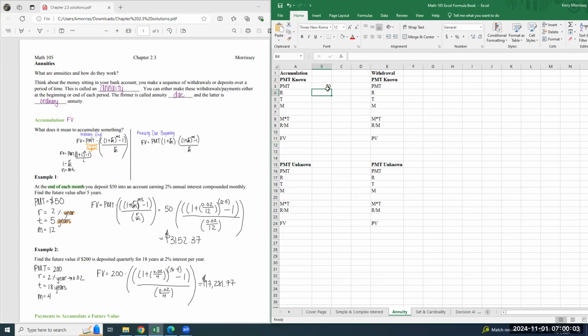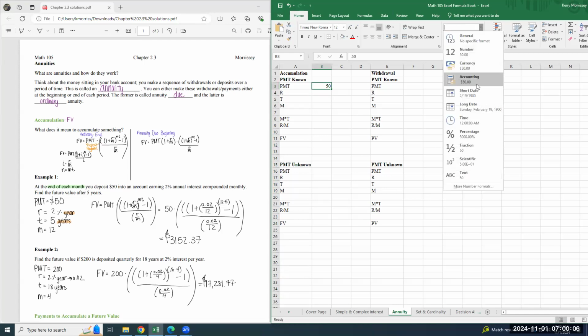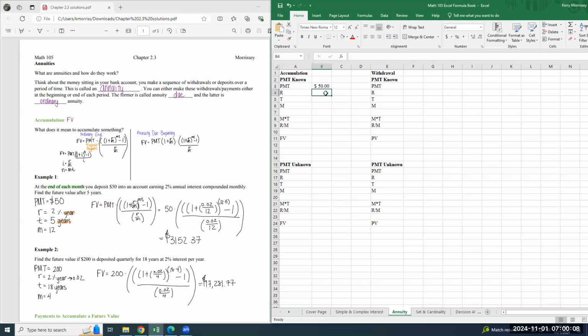So we have $50, which we will make into a dollar amount. We have 2% interest, and it's annual interest compounded monthly, and we have 5 years. We have this annual interest and the year, which match in units, so that's good. We now have compounded monthly. We have R times T, so we've done that one before. M times T. We have R divided by M.